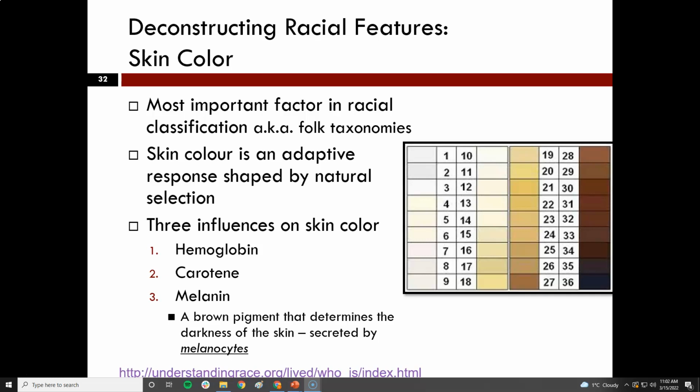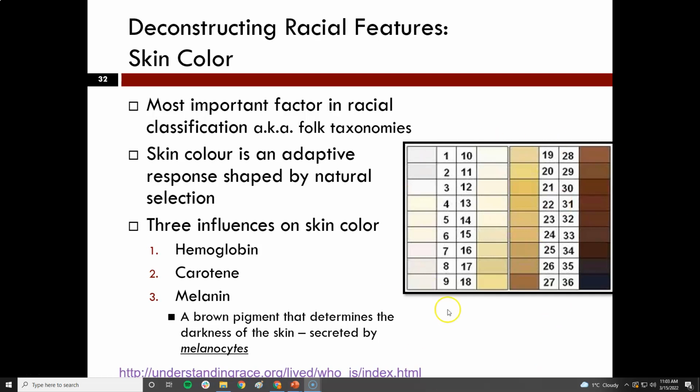Now, most of these folk taxonomies or these folk systems are based on skin color, so I thought it was important to talk about this, and we can go over this a little bit more in class on Friday, but I just wanted to provide a bit of background in terms of, well, how is skin color formed? Like, what is skin color the product of? Well, it is an adaptive response, as I state here, shaped by natural selection. In the notes below, I go into a little bit more detail in terms of the three factors that determine our skin colors.